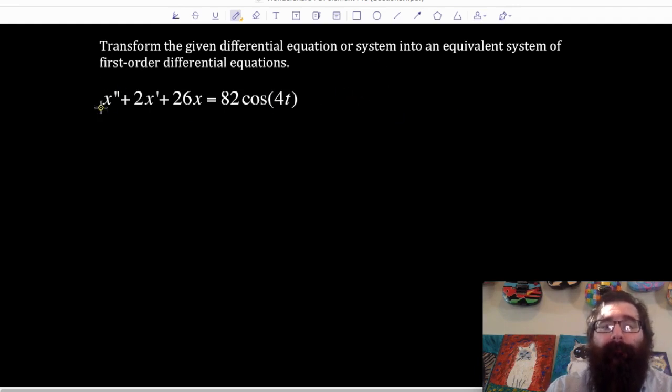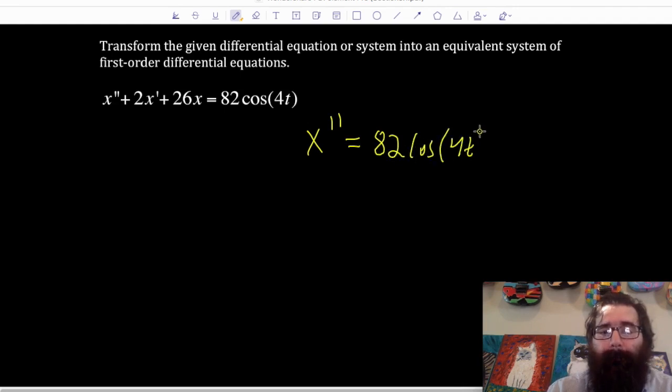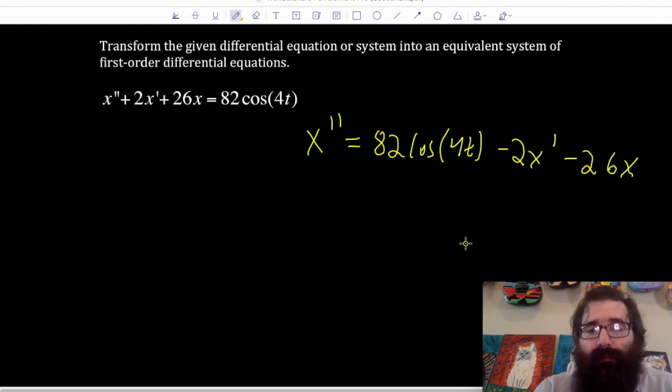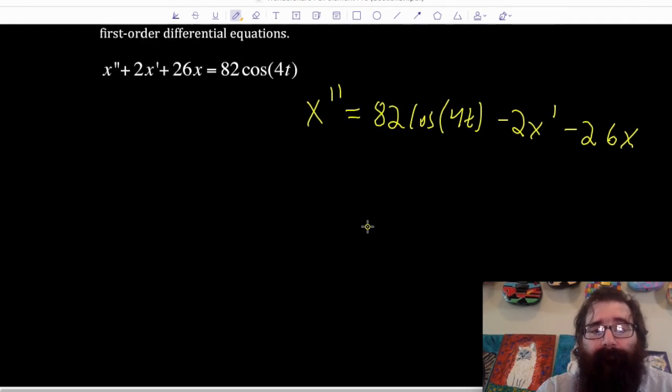So here I want to solve for x double prime, that's the highest order appearing derivative. And that means x double prime is equal to 82 cosine of 4t, and then minus 2x prime minus 26x. So that's just resolving this for x double prime.